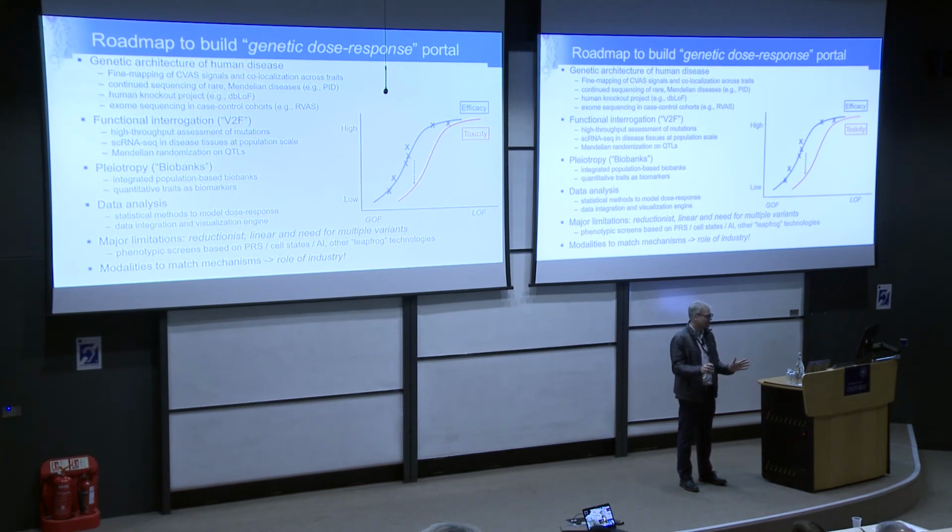This is a model, and I think there are lots of limitations to this particular model, and this is something that we can actually discuss over the next day and a half. But it's very reductionist, it's linear, you need multiple variants. It doesn't really take into consideration the phenotypic consequences at the cell or the pathway level, and I think there are a lot of interesting approaches that one can use there for drug discovery as well, including phenotypic screens based upon polygenic risk scores as a simple example.